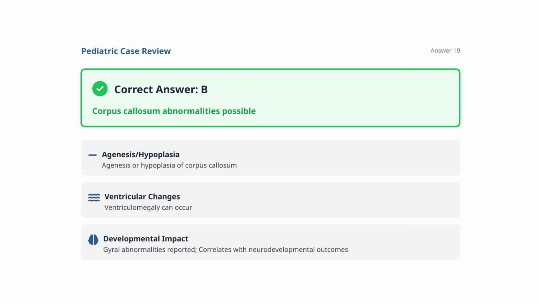Some patients have partial or complete absence of the corpus callosum, the structure connecting brain hemispheres. Ventricular enlargement may also occur. These structural brain differences contribute to developmental and cognitive challenges. MRI imaging helps explain neurological findings and guides therapeutic interventions. Early identification allows appropriate educational planning and support services.